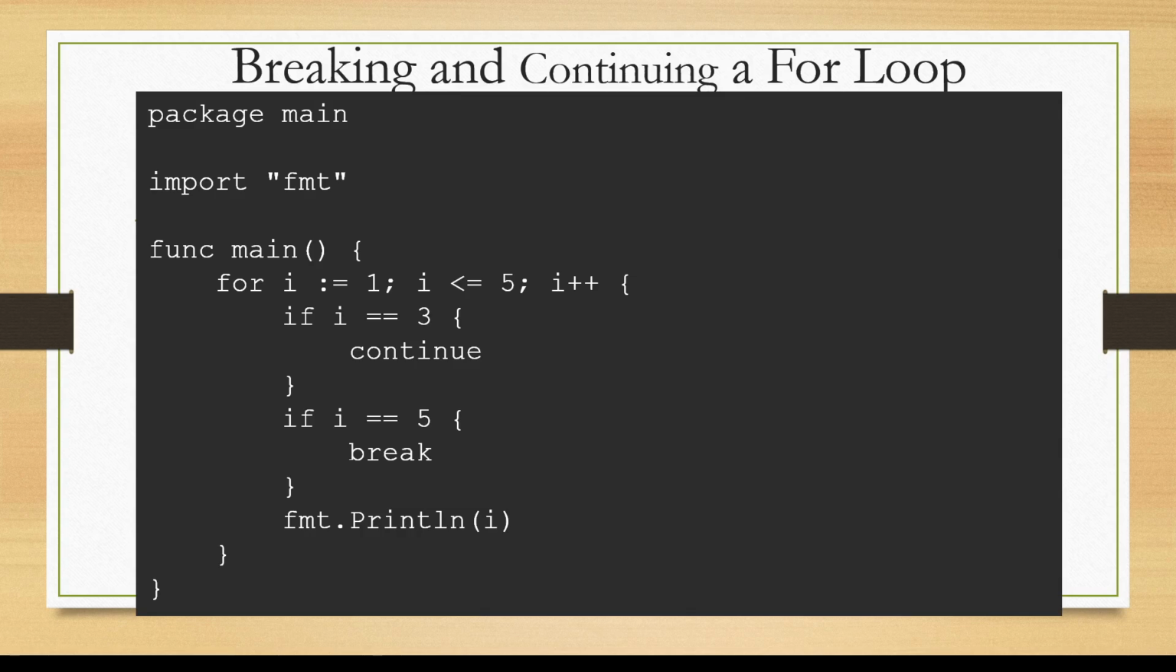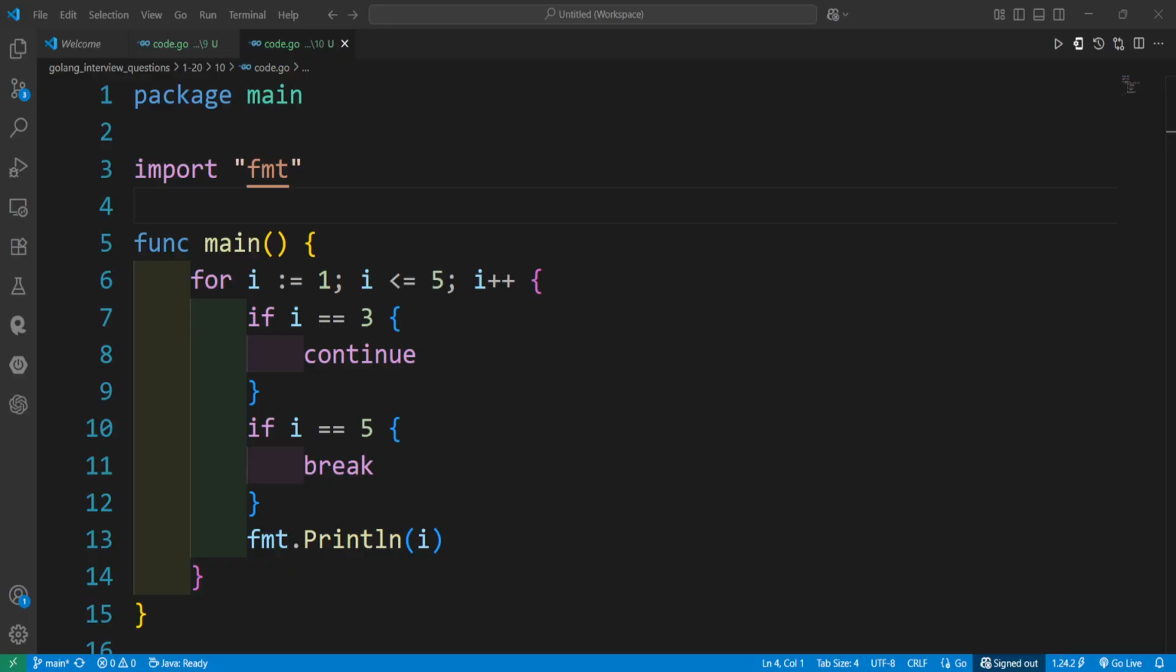Alright, now let's talk about how to control the flow inside the for loop using two important keywords, break and continue. These are super useful when you want to either stop the loop completely or just skip one particular step. Let's go through this example. Alright, let's switch into the VS Code. So first, as always, we start with the main function and the for loop that runs from 1 to 5. And inside the loop, we have two different conditions.